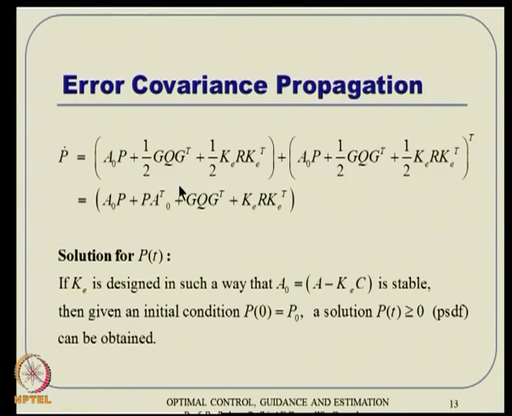All right. Now, we need to find a solution for p. And the theorem tells us some standard result, which tells us that if k is designed in such a way that a0 or a naught, which is defined as a minus k, is stable, then given an initial condition for p, which is p of 0 is p naught, a positive semi definite solution can always be obtained. That is what the theorem tells actually.